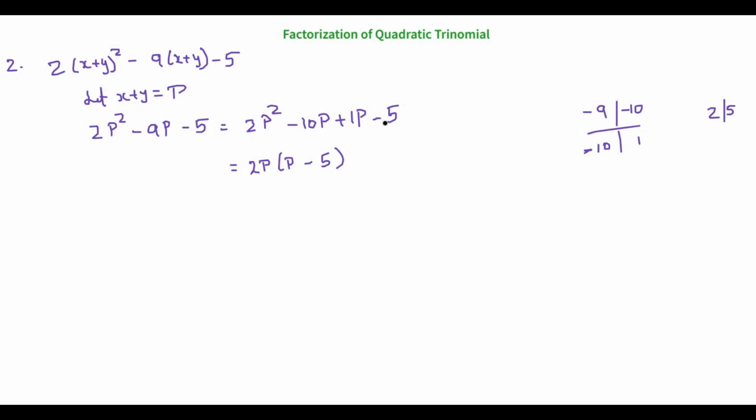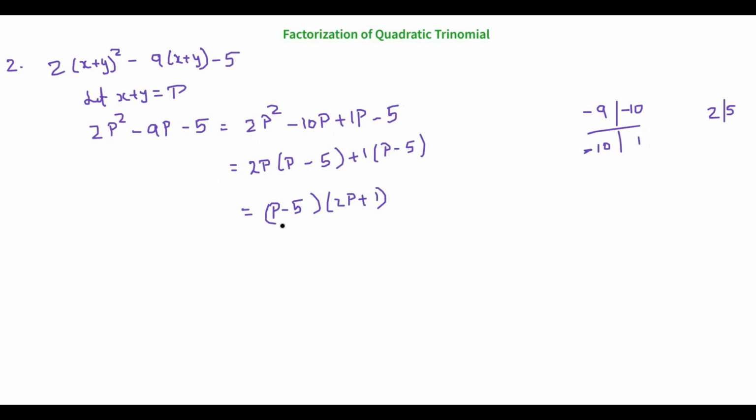And in these two, there is nothing common except the number 1. So I will write p minus 5 as such. Now as you can see, the terms inside the brackets are the same. So this will become p minus 5 and 2p plus 1. Isn't it easy? We are using the same factorizing steps as in the previous questions.